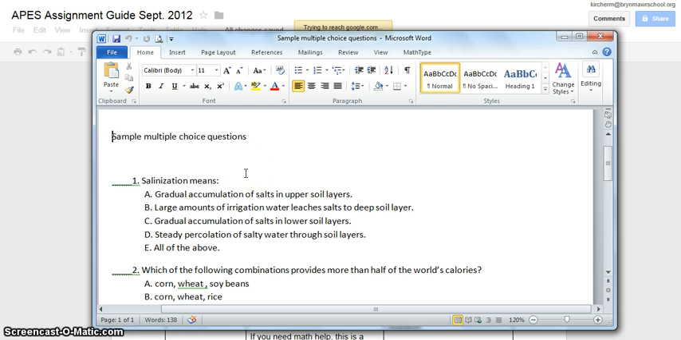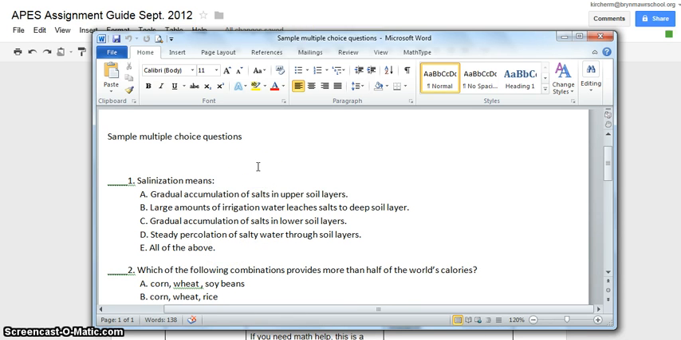Salinization means, and you have A, B, C, D, or E. Right away, you look and you see that E is all of the above. So you want to start the process of elimination, and you're looking at these things and you're looking at the verbs, you're looking at what it's saying.